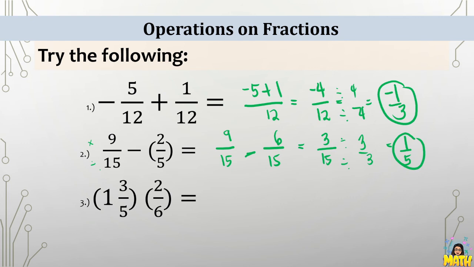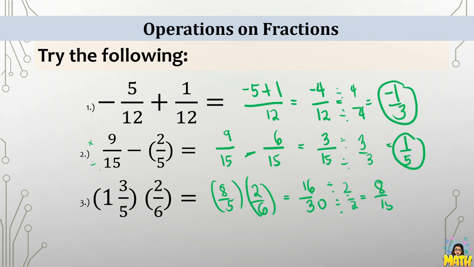Number 3, that is multiplication of fraction. So here we will write first the mixed fraction into improper one. So 5 times 1, that's 5, plus 3, that is 8 over 5, times 2 over 6. You can multiply the numerators directly. 8 times 2, 16 over 30. And then simplify if possible. The greatest number that can divide them is 2. So this will become 8 over 15.